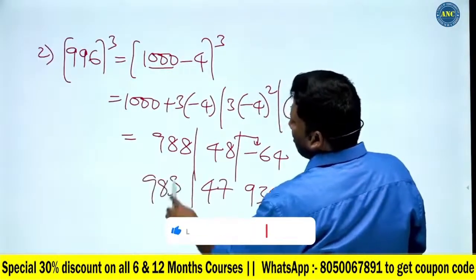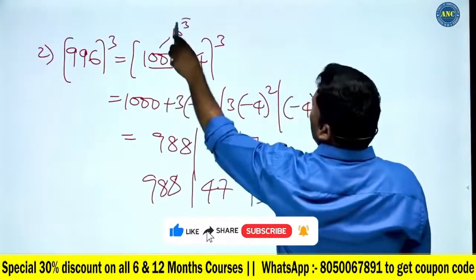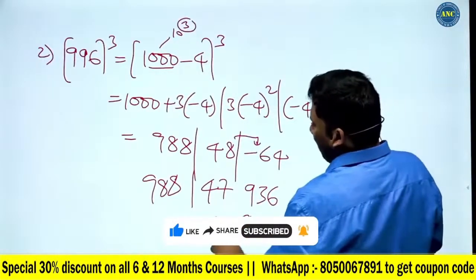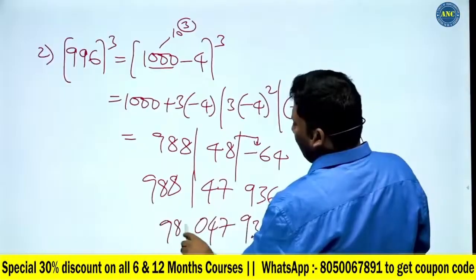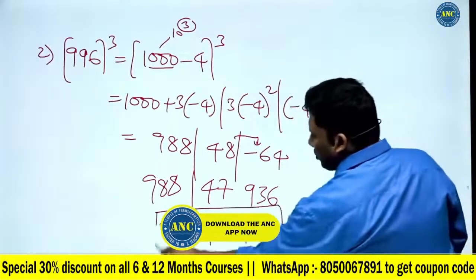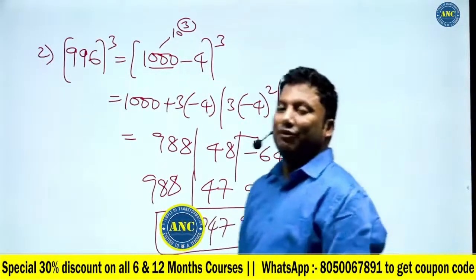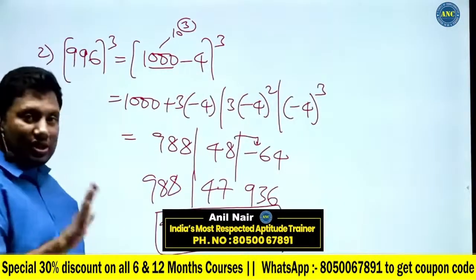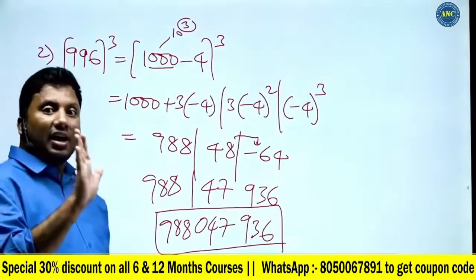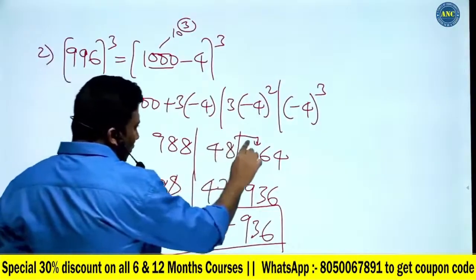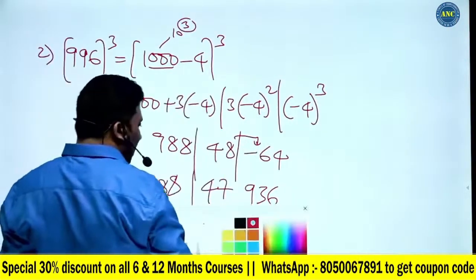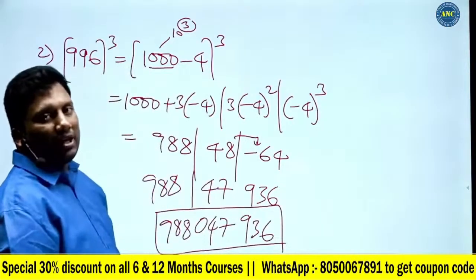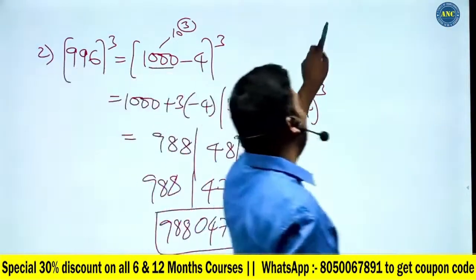And 988. 1000 will be 10 cube, so last three places, 3 digits. 936. 47 in a 3 digit is 047. Answer for this question is 988047936. Is the idea clear? Only thing, I took 1 carry. 1 is carried on a base 1000, so it is 1000. 1000 minus 64 is 936.